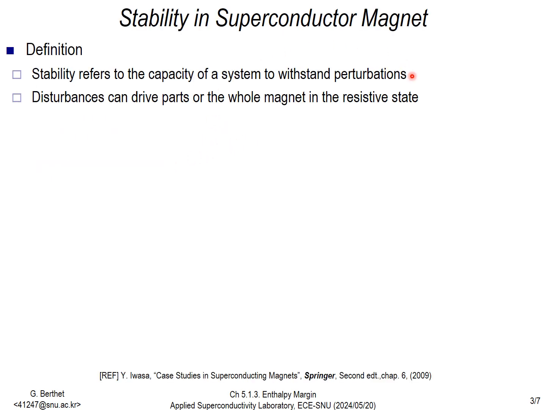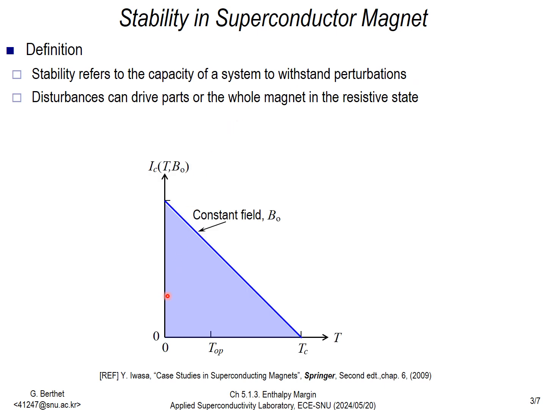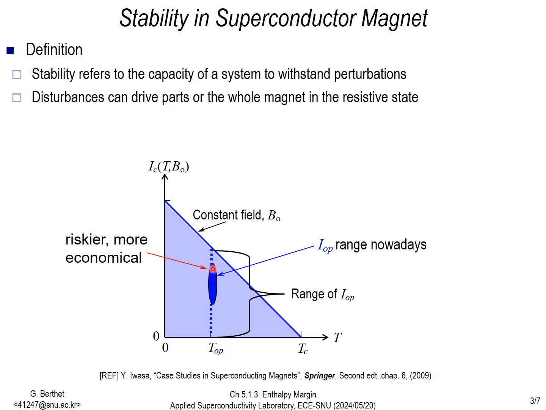First of all, the definition of stability is the ability of a system to withstand perturbations. In our case, it means the ability of a magnet to stay within this triangle, defined by the critical current and the critical temperature. At a defined temperature, we have a range to choose from for the operating current. Nowadays, the operating current is usually around this range. The top end being the riskier but economical, and the bottom end being safer but less economical.